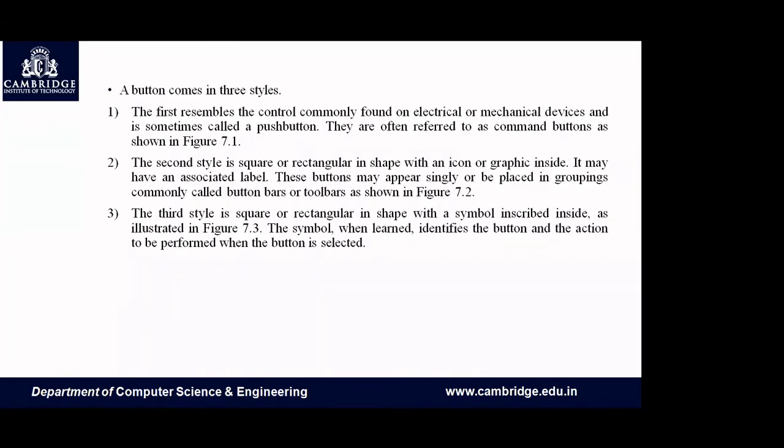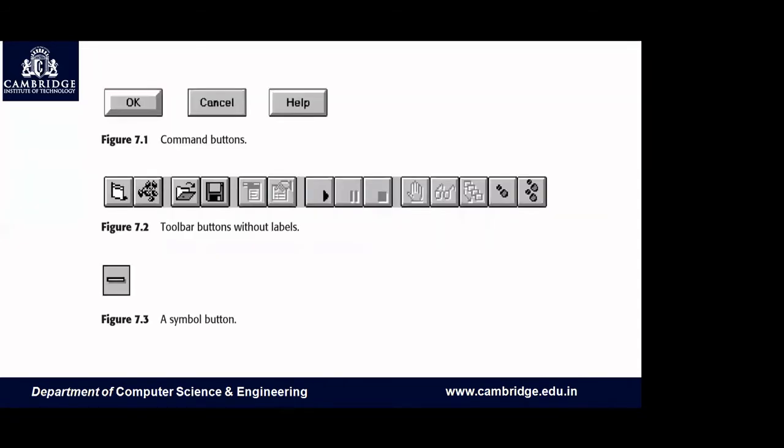The second style is square or rectangular in shape with an icon or graphic inside. It may have an associated label. These buttons may appear singly or be placed in groups, commonly called button bars or toolbars, as shown in figure 2. So you can see some symbol will be there, whether to play the video, stop the video, save the video, right? You can see so many types are there. So that is the second type.